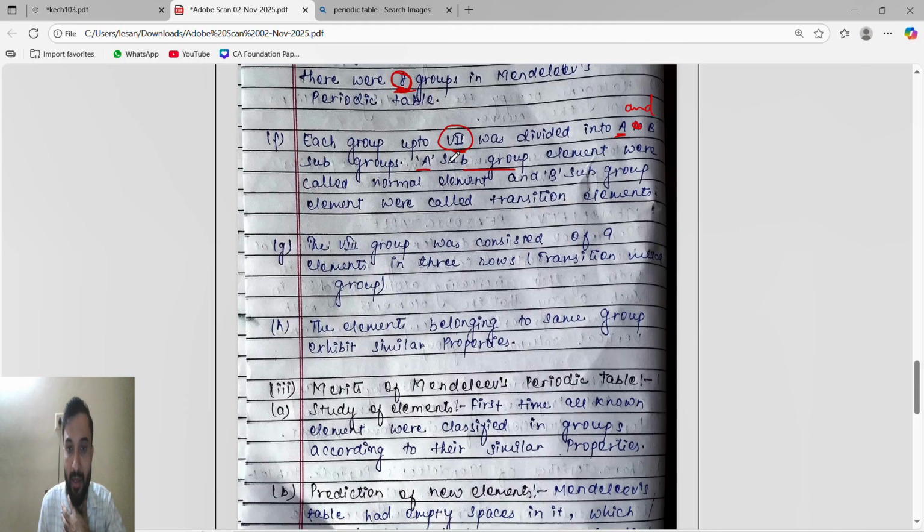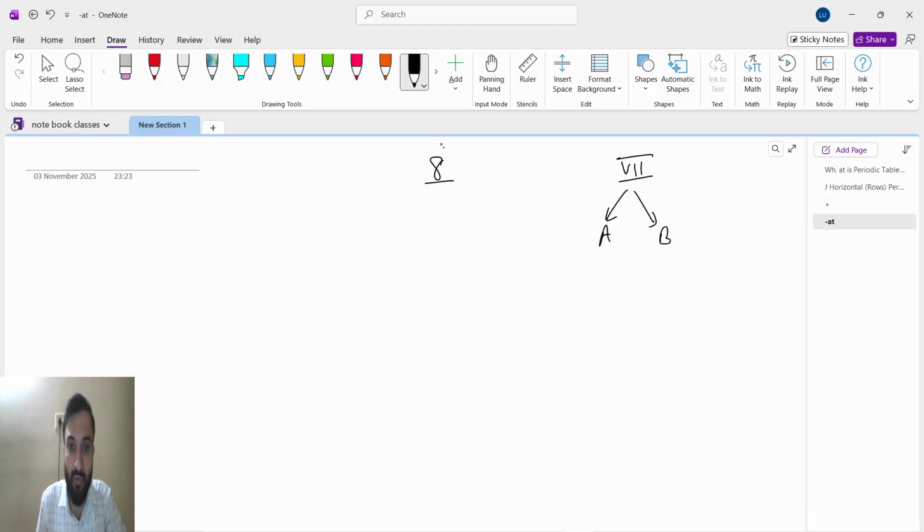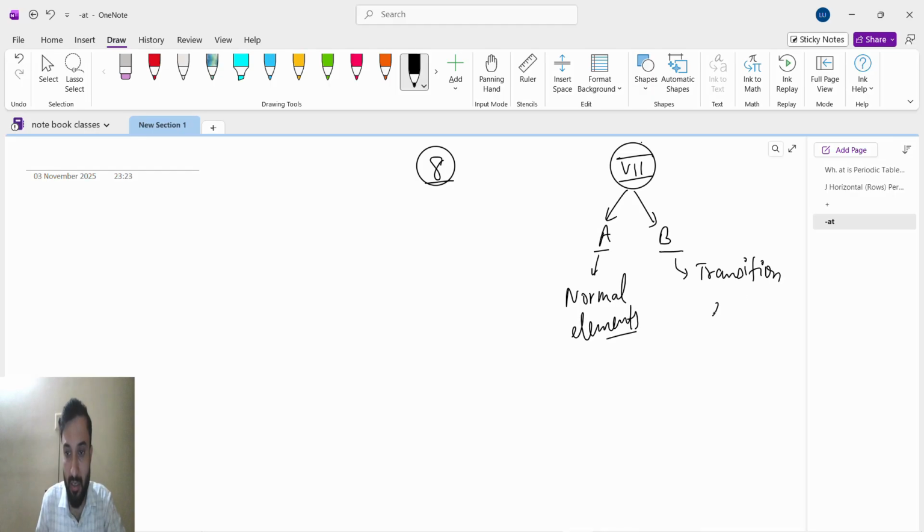A subgroup elements are called normal elements. B subgroup elements are called transition elements. He said that we have a total of 8 groups. Till group 7, each is divided into two: A subgroup and B subgroup. A subgroup is called normal elements. B subgroup is called transition elements.